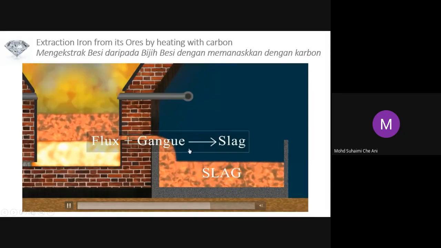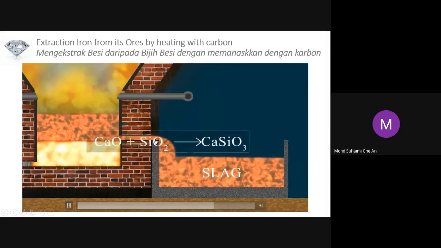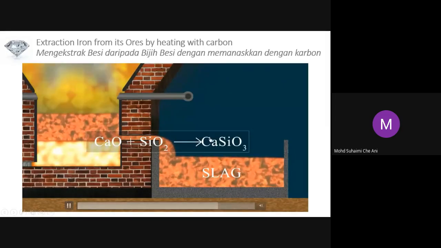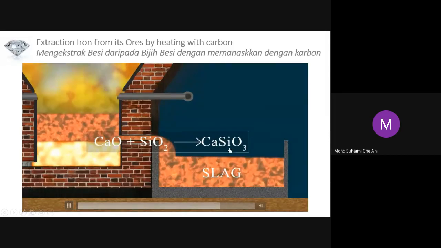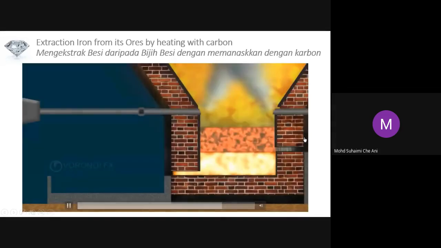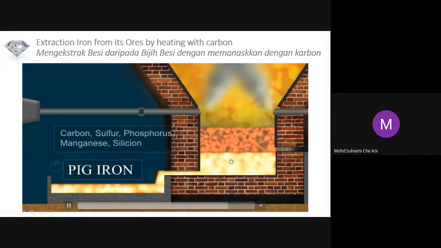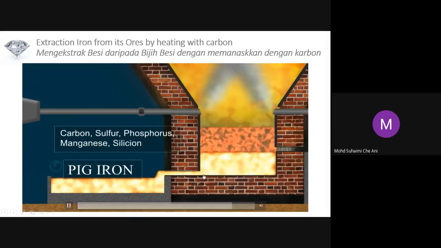Okay, slag is the product from the limestone and the sand and soil. So this one we don't want it. We just want the pure iron. But this one you can collect it because it can be used as a foundation for buildings and roads. Jalan-jalan tar tu. So at the bottom layer you will get the iron. The iron is denser, that's why it's on the bottom layer. So you will get the iron from this method.